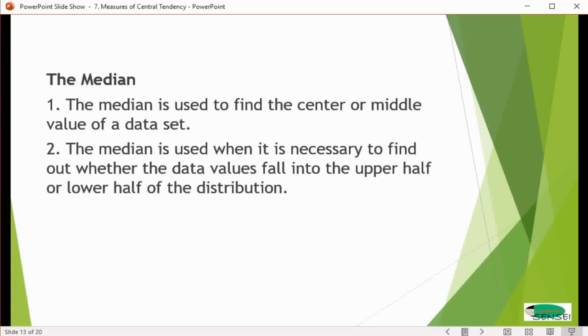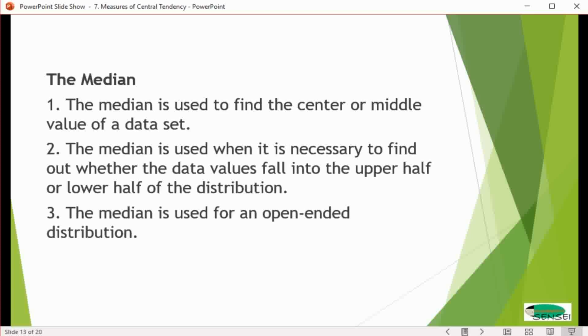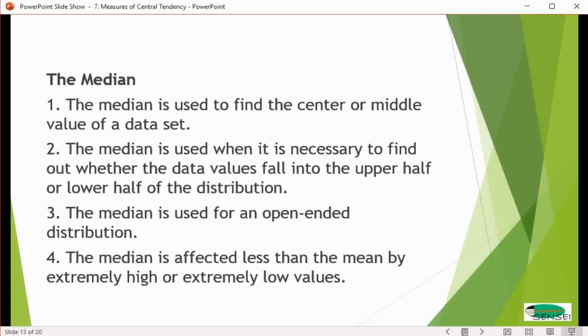median is used when it is necessary to just see what's happening in the half of the distribution and the other half of the distribution, should you wish to compare half and half of each distribution. Then it's open-ended distribution. And since it's not restricted, it's fine to just have the median. Mean is very restricted because it's not open-ended, while median is open-ended. And finally, it does not react sensitively to outliers or extreme values.